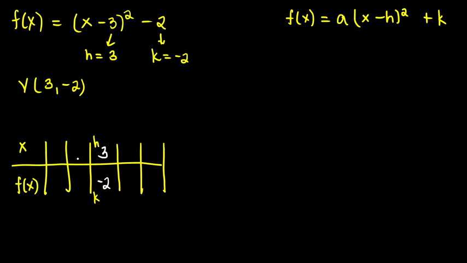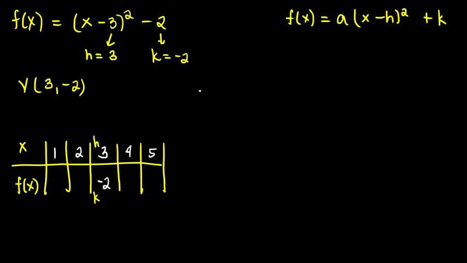Then what we need to do is fill these x values with consecutive numbers. Our basis will be 3. So after 3 we have 4, then 5. Here we have 2 and then 1. After that, we will evaluate the function at these values of x.